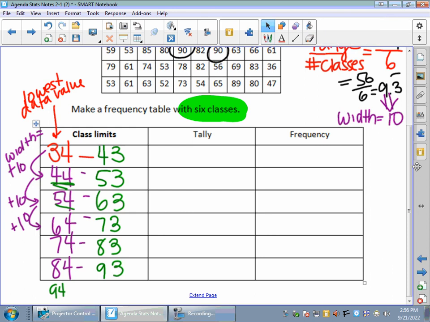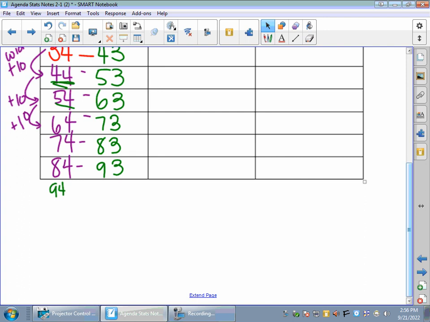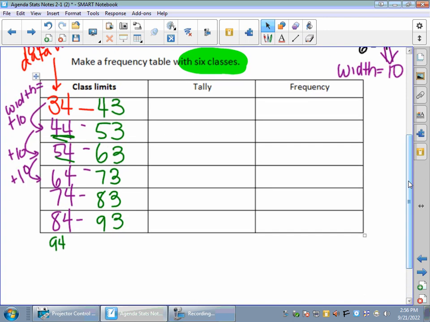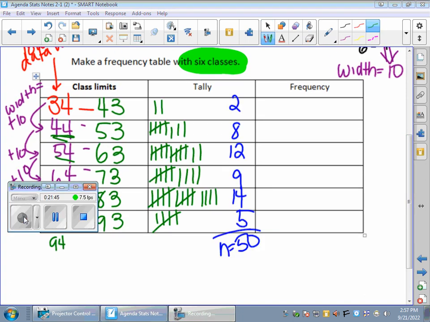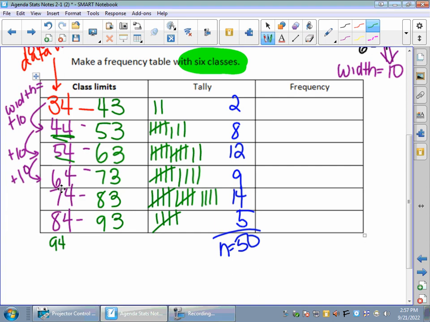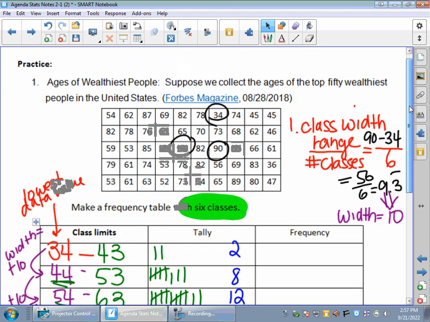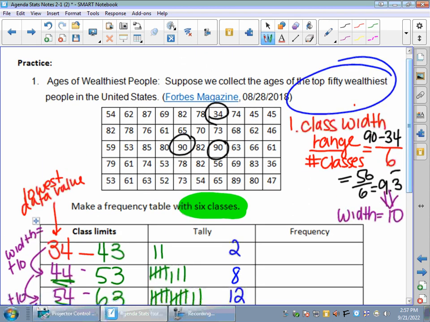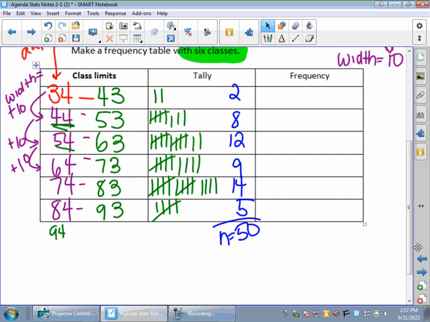You feel free to hit pause, and let's make sure that we got the same frequencies, because that's the important part. Do your frequencies look something like this? So going down, I had a 2, 8, 12, 9, 14, 5. When I added all those up, it added up to 50. I know that I should have 50 pieces of data because it is the top 50 wealthiest people in the United States.